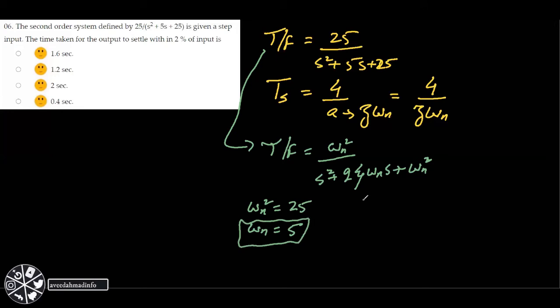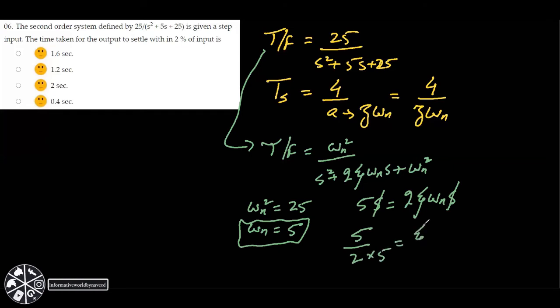And your 5s is equal to 2 zeta omega n s. So this s will cut out by this s. And your 5 divided by 2, omega n is also 5, so that will be equal to zeta. So this 5 will cut out by this 5, and your zeta will be equal to 0.5.